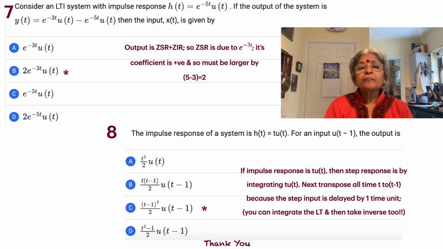The output of the system is y(t) equal to e raised to minus 3t u(t) minus e raised to minus 5t u(t). Then the input x(t) is given by... Of course, there are plenty of methods for doing the problems, but my mission is to give you the easiest as I see them, and of course with the concepts entered within. And so here we see that there is a response.